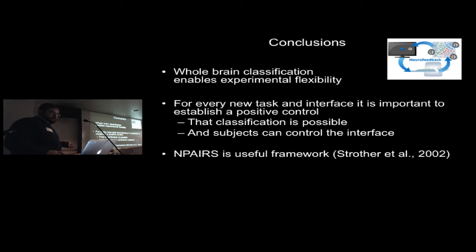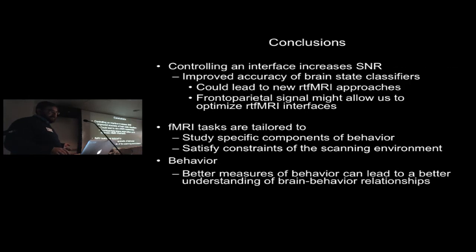This NPAIRS framework is a very useful framework for data analysis within this setting. And specifically what we found by using NPAIRS is that controlling an interface increases spatial signal to noise. And this seems to lead to improved classification accuracy. So we're hopeful that this sort of finding could lead to new real-time fMRI approaches, and that this frontal parietal signal might give us a way to look at covert tasks in a quantitative way in terms of how to optimize real-time fMRI interfaces.